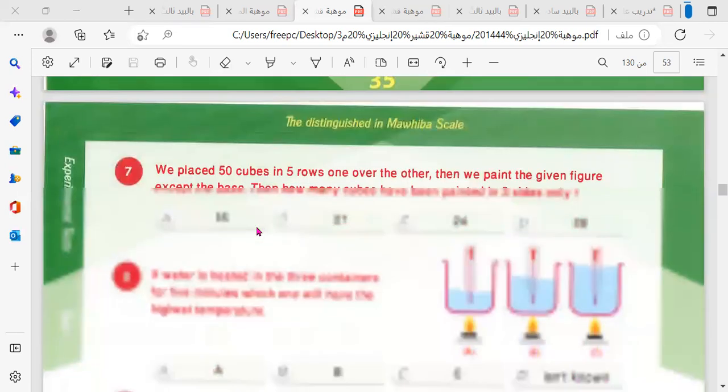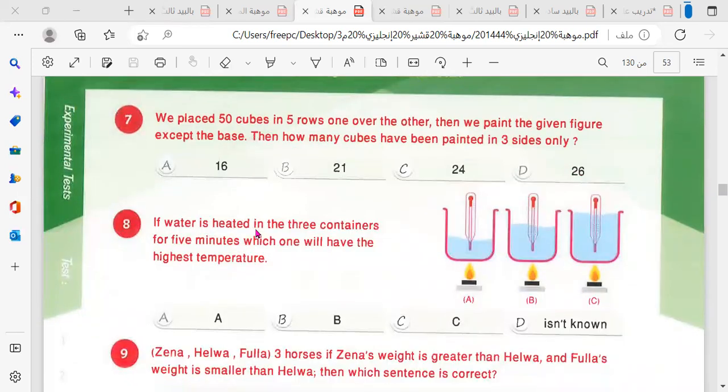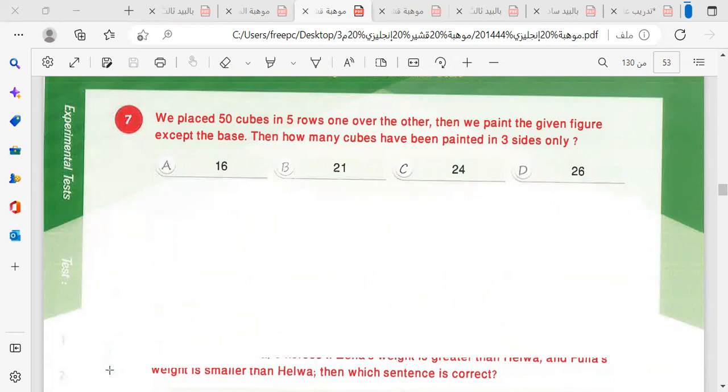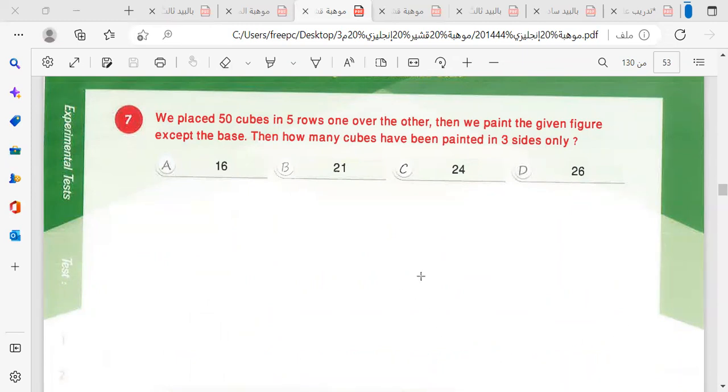Okay, number 7. Okay, Aline, number 7. We place 50 cubes in 5 rows, one over the other. Then we paint the given figure except the base. Then how many cubes have been painted in 3 sides only? How many cubes have been painted in 3 sides?